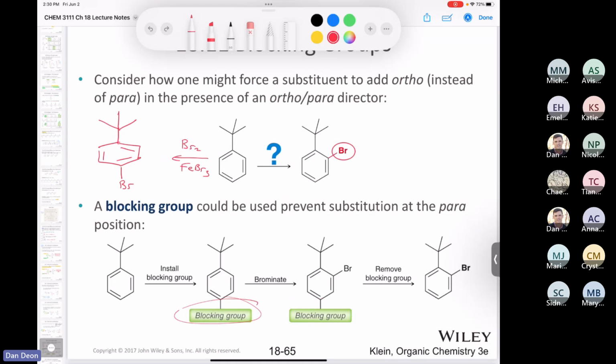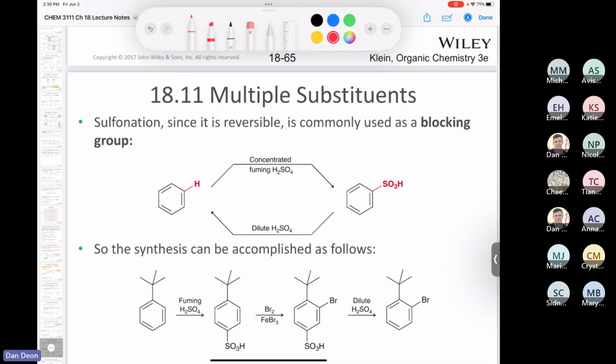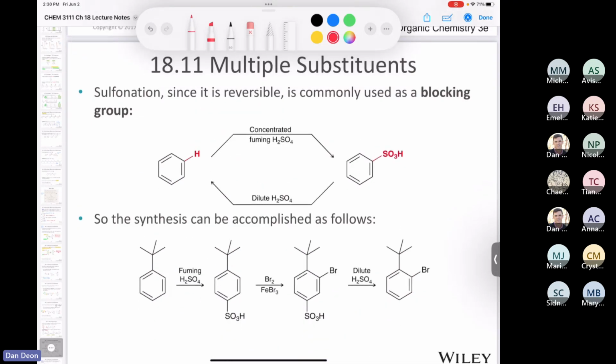So if you're wondering, what's the blocking group? Well, do you remember the old chestnut, the sulfonic acid that we looked at with the fuming sulfuric acid? And then we said it could be removed with dilute sulfuric acid. That's going to be our blocking group. It's going to be a sulfonic acid. So that's the utility of the sulfonic acid. Again, the reason why the sulfonic acid is used is because sulfonation is reversible. You can do it in one way, and then you can do it this way, and then you can rip it off. And all you need are cheap reagents, concentrated fuming sulfuric acid to install it, and just a little bit of dilute H2SO4 to remove it. Not too bad, all right?